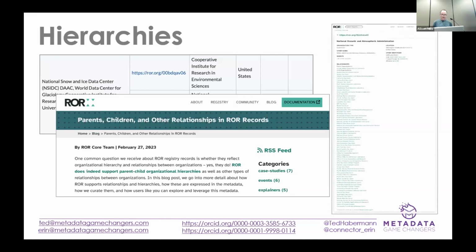And the ROR website now allows you to see the parents and the children of whatever organization you're looking for. This happens to be the page, and I'm sorry I had to make it so small, but NOAA has so many children that it had a long list. In this case, there are 69 different children of NOAA in ROR. So this is sort of a new feature that's available on the ROR website.